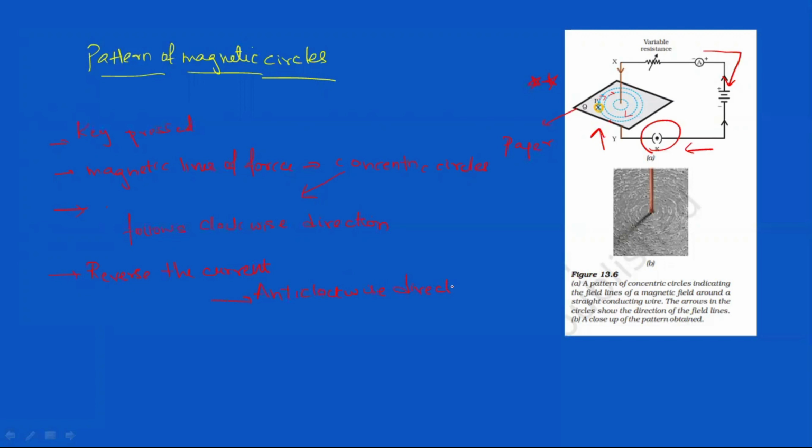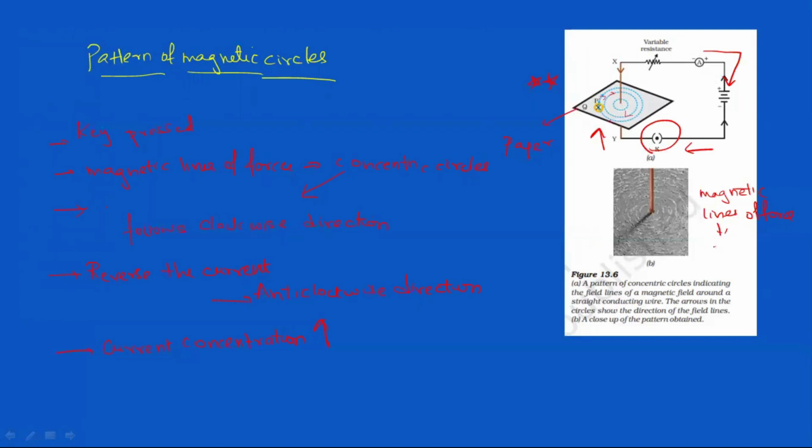Now, in another case, suppose the current is increased. How do you increase the current? You will operate the resistor to the minimum position, then the maximum current will flow through the circuit and the magnetic paper. So what happens? The magnetic lines of force are strong enough. When the current is more, the magnetic lines of force also will be strong enough, as shown in the figure.